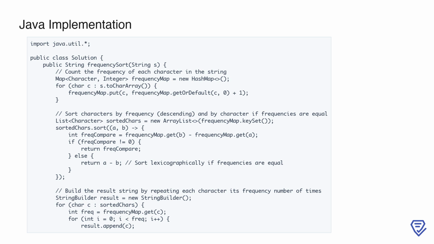Once we have the frequency map ready, the next step is to sort the characters by their frequencies in descending order. To achieve this, we create a list of the map's key set and use a custom comparator. The comparator first compares characters by their frequencies, and if two characters have the same frequency, it falls back to sorting them lexicographically, in ascending order. This ensures that the sorting criteria are strictly defined and consistent. After sorting, we move on to constructing the result string by repeating each character based on its frequency.